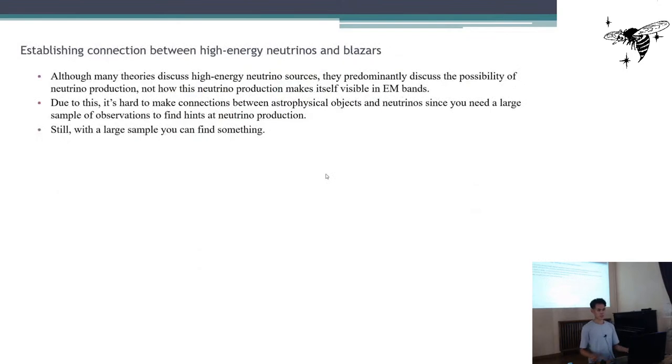Following this, there were many attempts at establishing other associations between astrophysical objects and neutrino events. However, there was a problem. Despite the fact that there were many theories about the possible neutrino sources, the majority of them only discuss the possible neutrino production, not how this neutrino production makes itself visible in other electromagnetic bands. So to find plausible connections, you need to have a very large sample of observations to find some hints at neutrino production. Fortunately, we at MASTER team have such a sample.